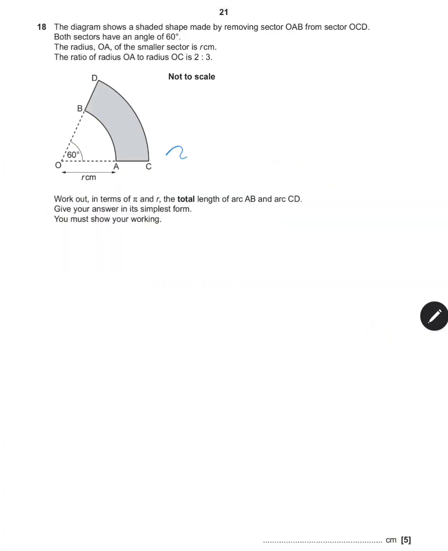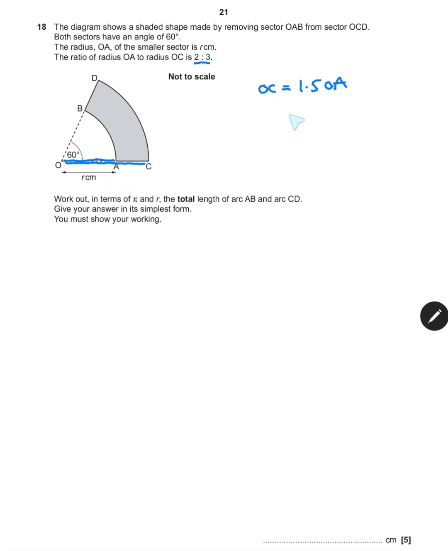Question 18, we've got some arc length work to do. All this information is just describing the diagram. There's only one thing that's really important, and it's this ratio here. What it's saying is if you compare this radius to this radius, they're in the ratio 2 to 3. So I'm just going to write something down here. The radius OC, the bigger one, is 1.5 lots of OA. If you look at these two numbers here, 3 is 1.5 times bigger than 2. So I've just written that down there to show that this radius is 1.5 lots of the smaller one.